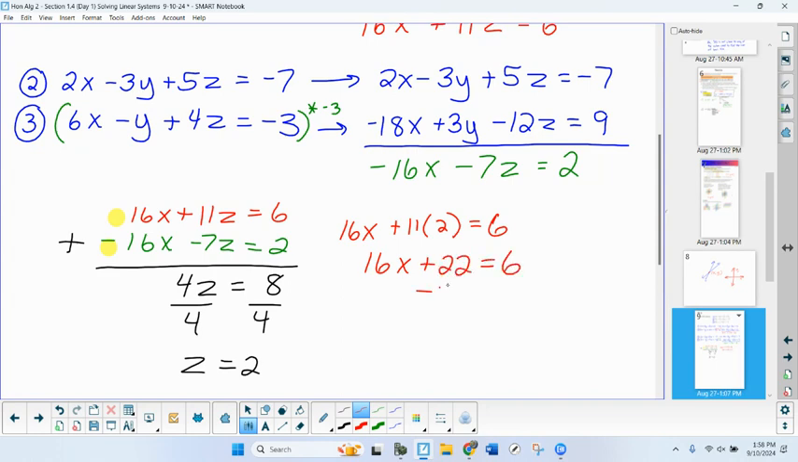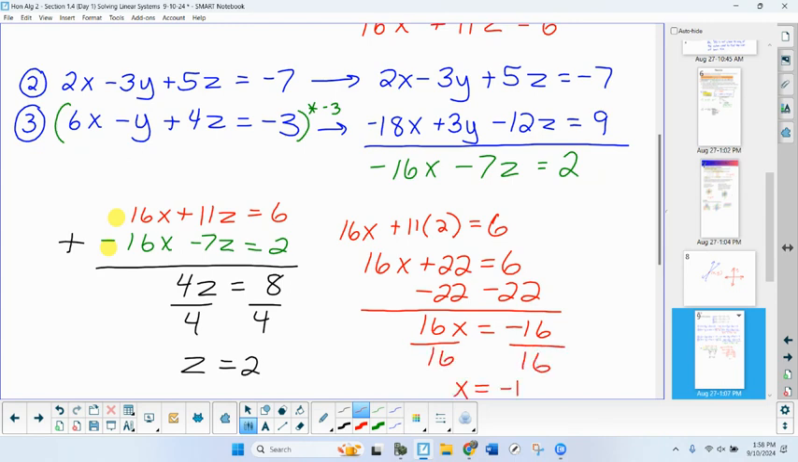Minus 22. And we get what? There we go. 16x equals negative 16. Divide by 16, and you get x is what? Negative 1. Okay.